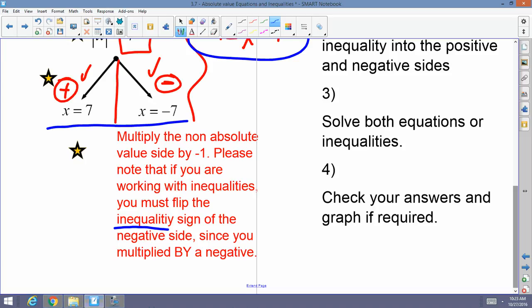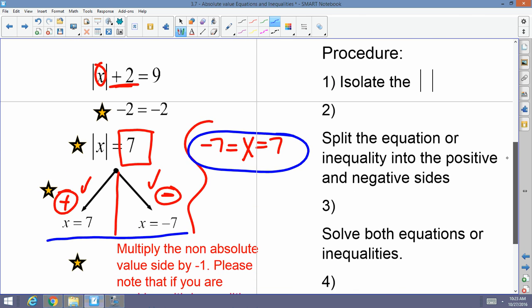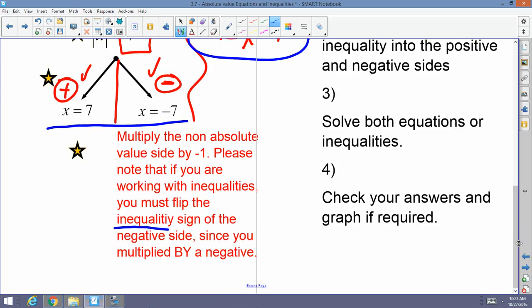Any questions before we start doing some practice? Yes, sir, my brother. You're going to have 2 answers always. But now, one last thing I didn't do. I didn't check. So let's check. X is 7. What's the absolute value of 7? What's 7 plus 2? 9. It works. -7. What's the absolute value of -7? What's 7 plus 2? It works. They're both good. Both work. Everyone's happy. Yes, sir. Of course, sir. Absolutely.